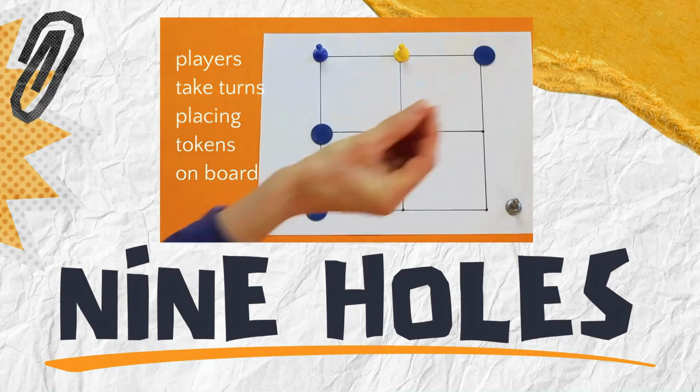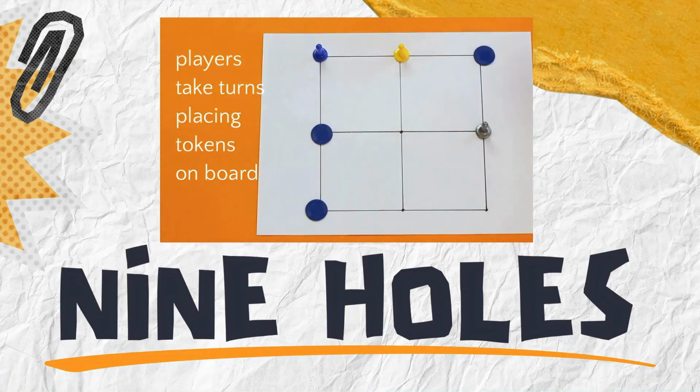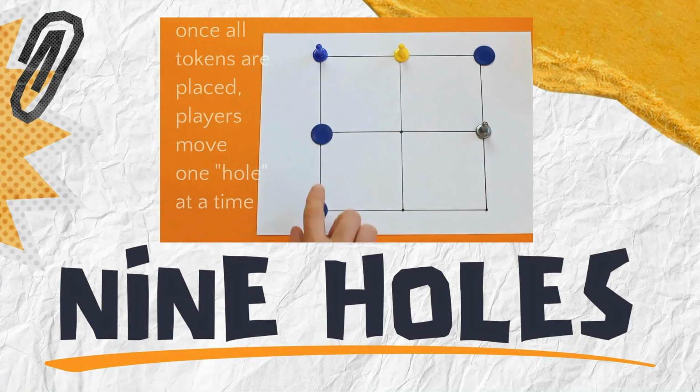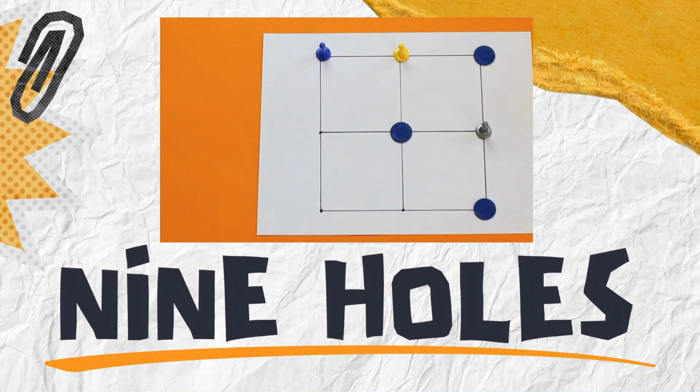Now we're looking at 9 Holes. This game is a classic alignment puzzle, but it's much more complex than something like tic-tac-toe. Because once your 3 pieces are on the board, you have to move them to vacant holes to try to get 3 in a row.